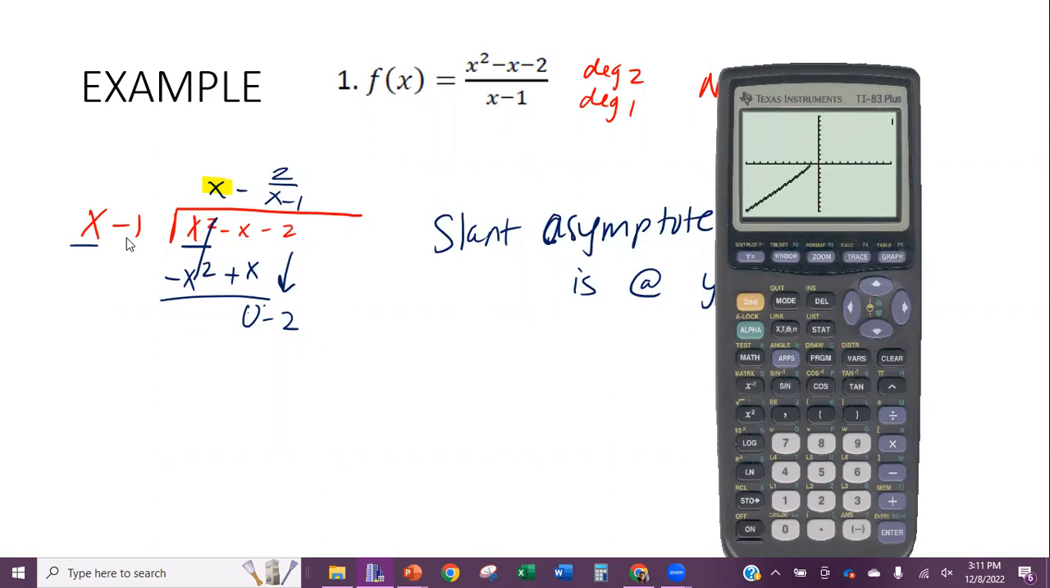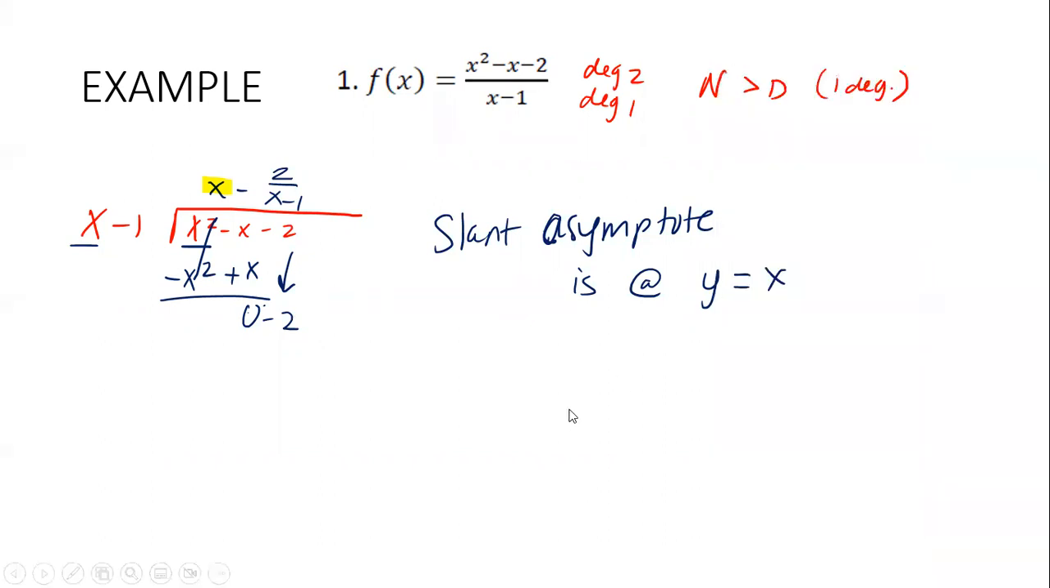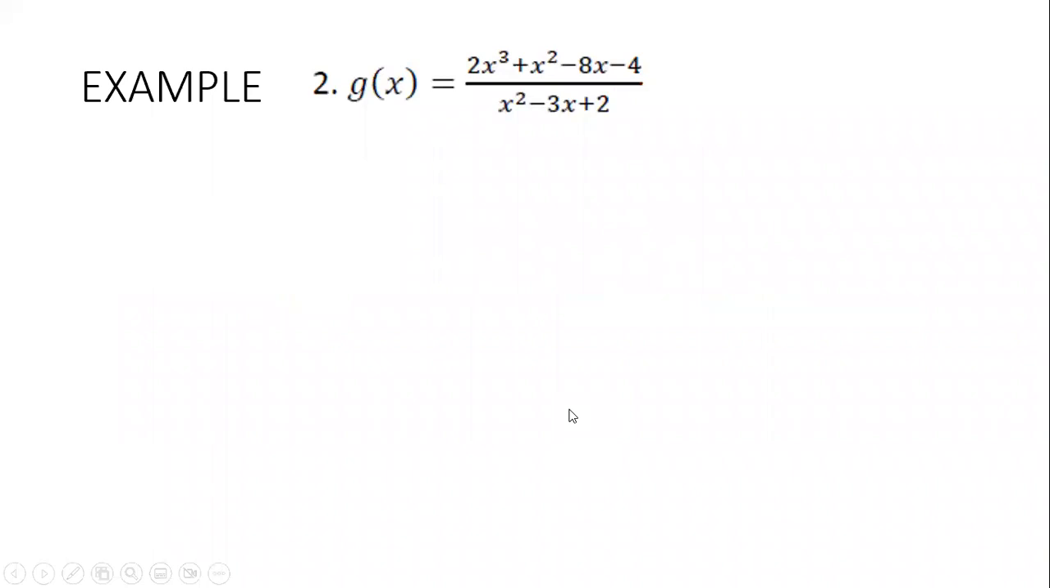Yes, because you're dividing by a linear. Okay. All right. Okay, so do we see the difference between a horizontal and a slant? All right. Okay, let's go on to the next example.